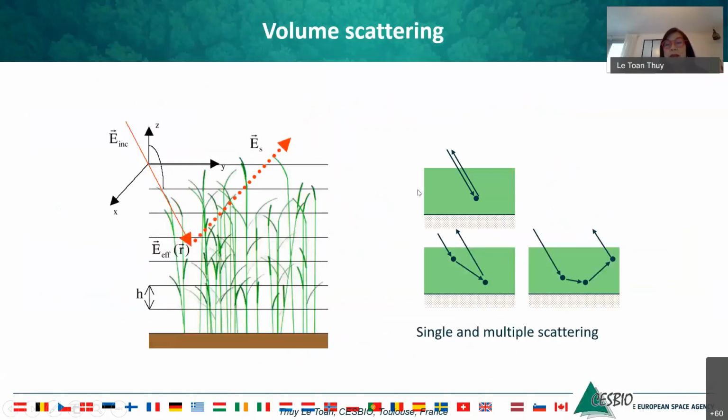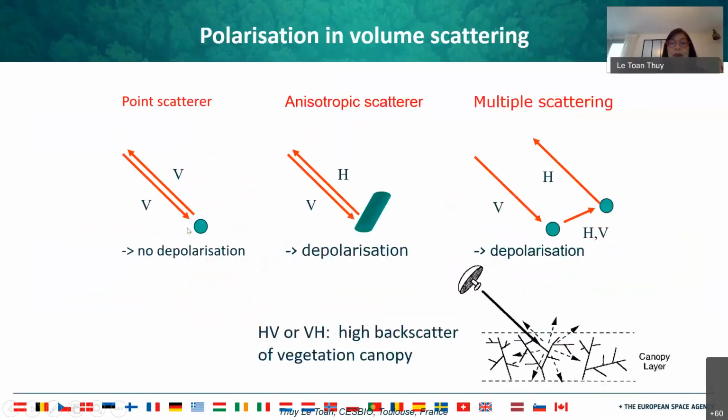This one is the volume scattering. Volume scattering can be like this or like that, multiple scattering inside the cover. When you have a point scatterer, isotropic spherical scatterers, there is no depolarization. It goes from V, you go back V. And if anisotropic scatterers, it goes V, it can return somehow some H.